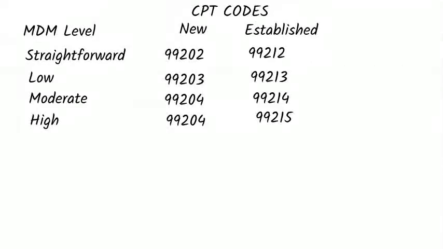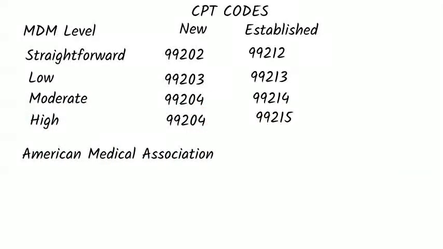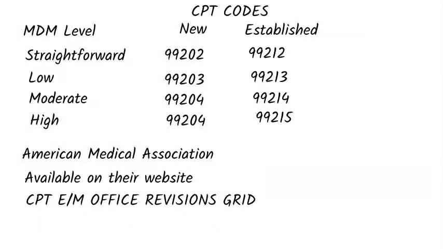The MDM code levels correspond to CPT codes created by the American Medical Association. They have much more information on their website, including a free grid that can be downloaded and printed. It is a great reference and makes it easy to determine the coding level.